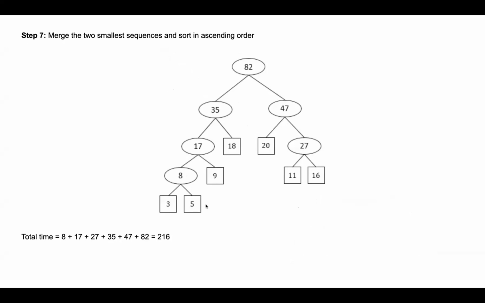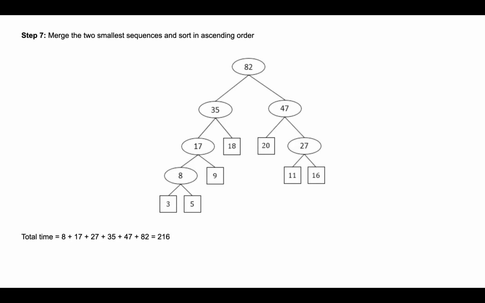Getting 3, 5, 9, 18, 20, 11 and 16. These are the original sequences that we got there. And what is the total time taken is these one, 8 plus 17 plus 27 plus 35 plus 47 plus 82, which is equal to 260.